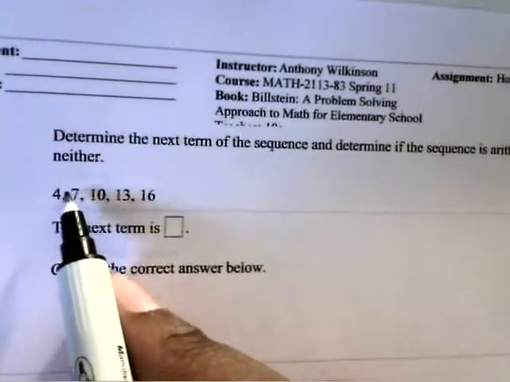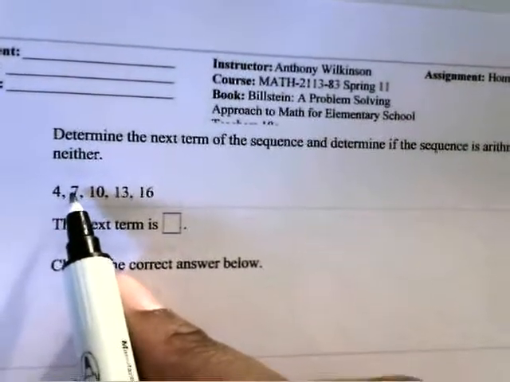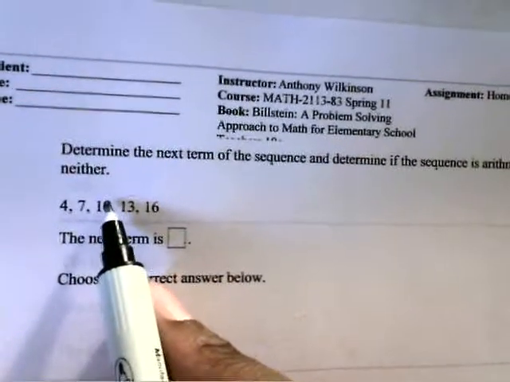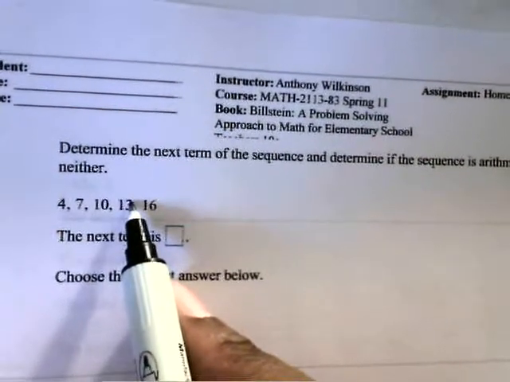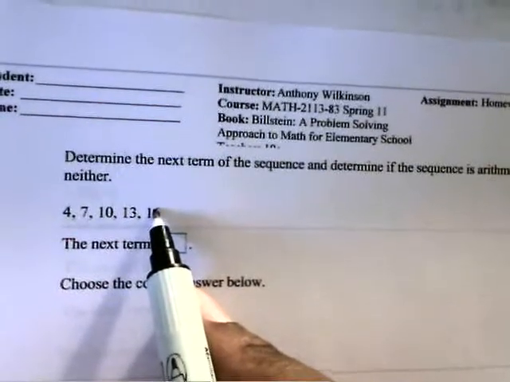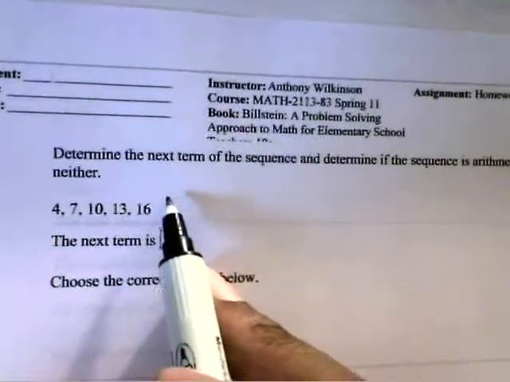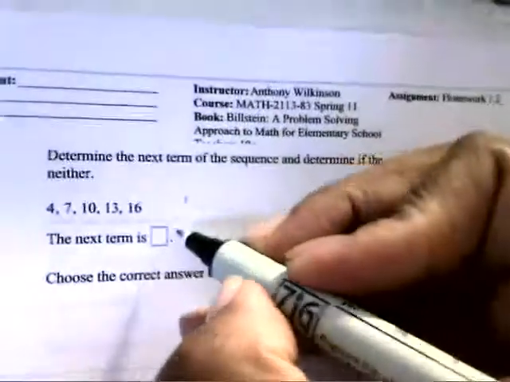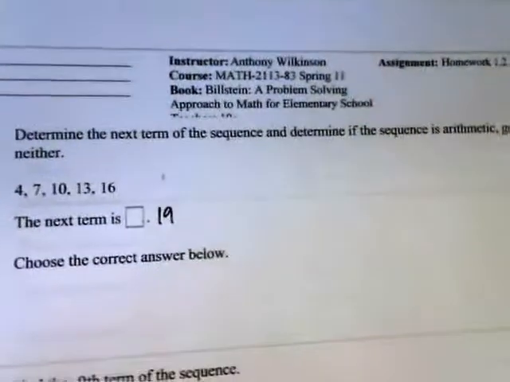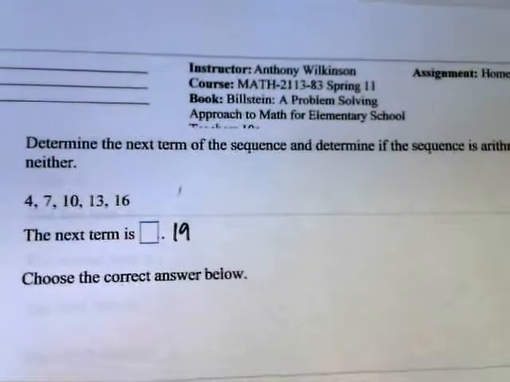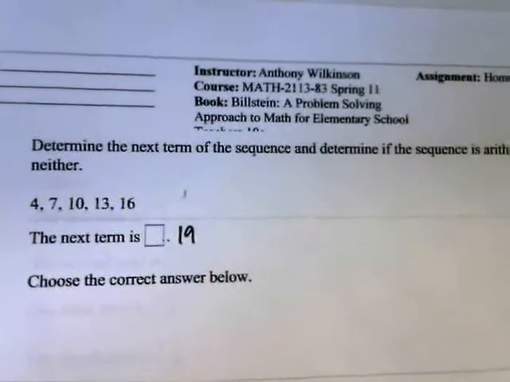Notice in this case here, if we look at the difference between 4 and 7, that's 3. 7 and 10 is 3. 10 and 13 is also 3. 13 to 16 is 3. So for the next term, we'll have to add 3 to the 16 to get 19. So the next term in this particular sequence is 19.